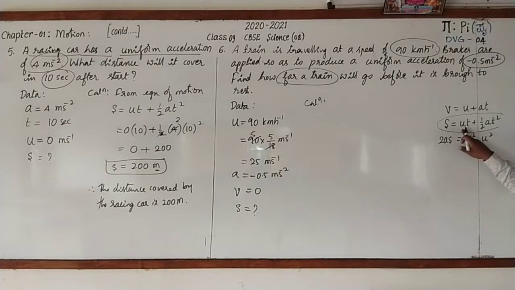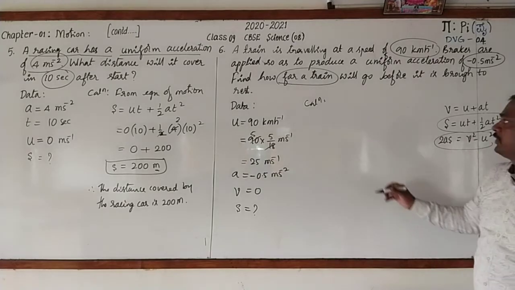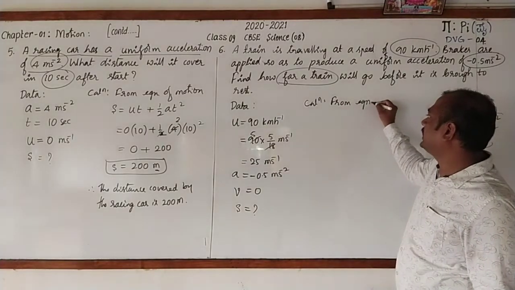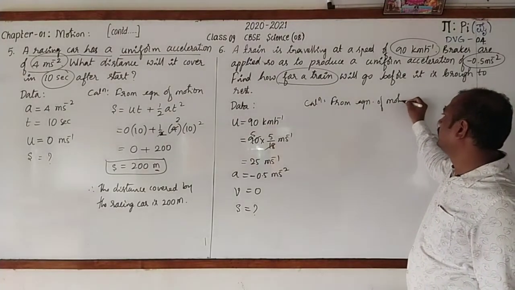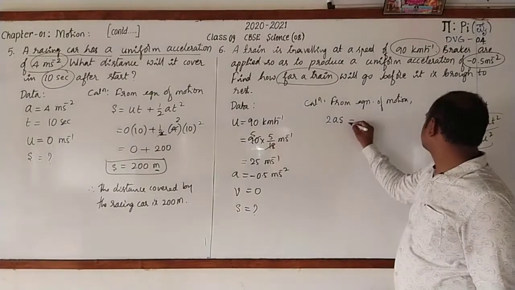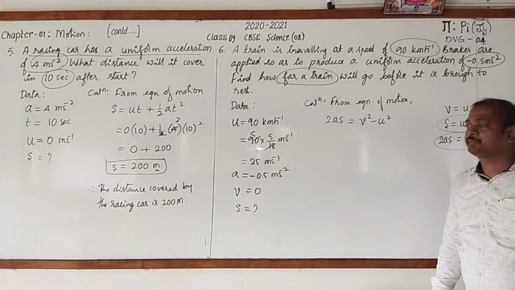A, V is not there. Here, A, V, U. Yes. Can we go for using the third equation of motion? Yes, I will go for writing that. Again, from the equation of motion, we can write it as 2as equal to v square minus u square.